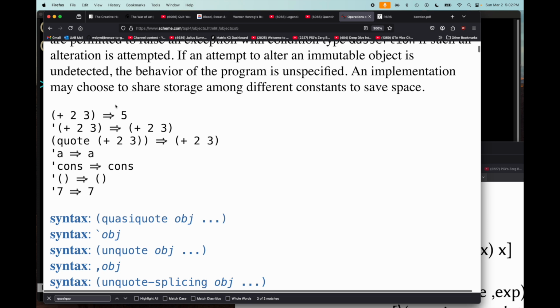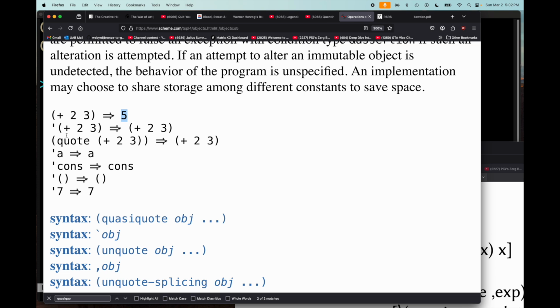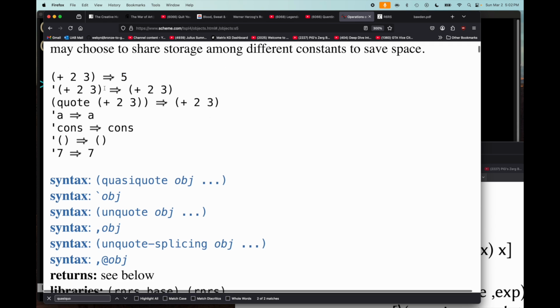And so here we just have some examples. (+ 2 3) evaluates to 5, but quote of (+ 2 3) evaluates to the list (+ 2 3). And the same thing here, there's just the alternative way of writing it explicitly. We know from the description above that this gets converted into this by the reader. That also evaluates to the list (+ 2 3).